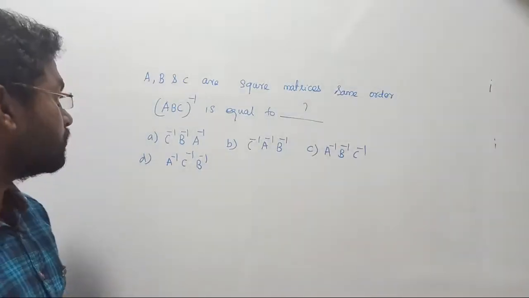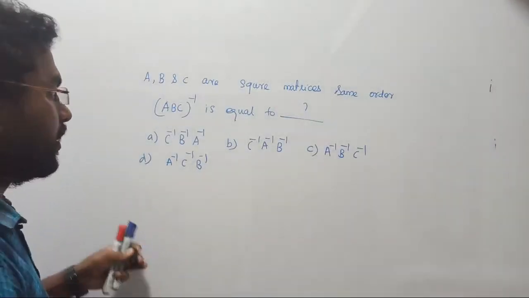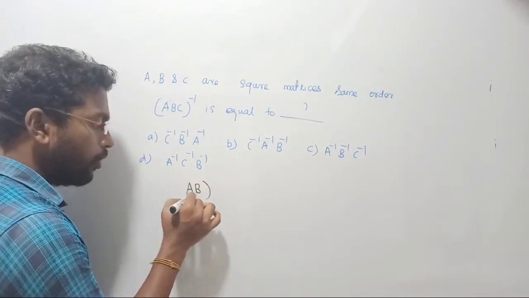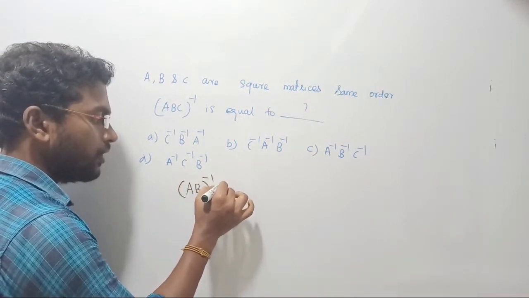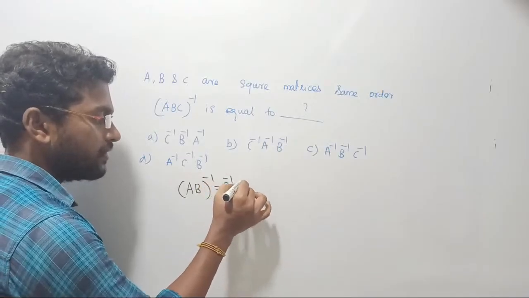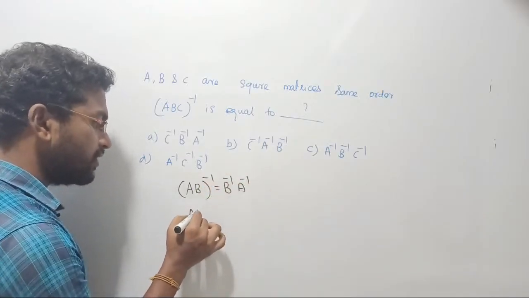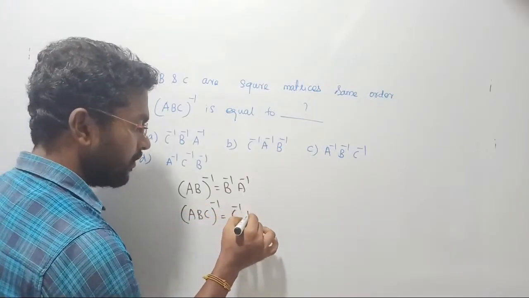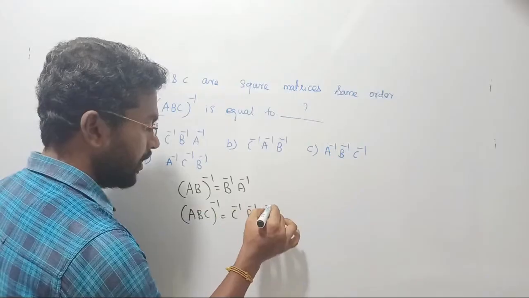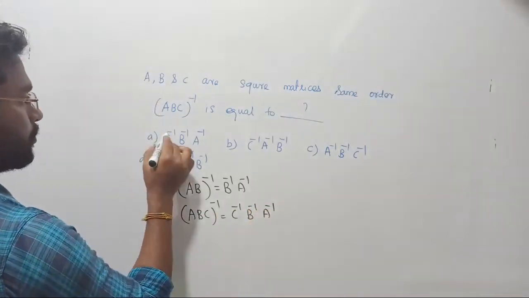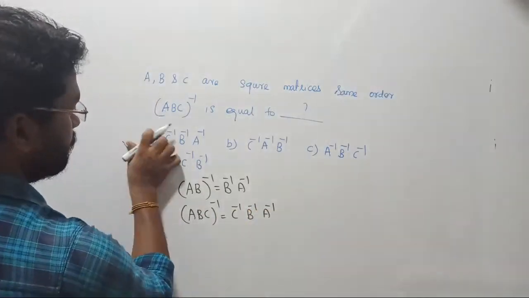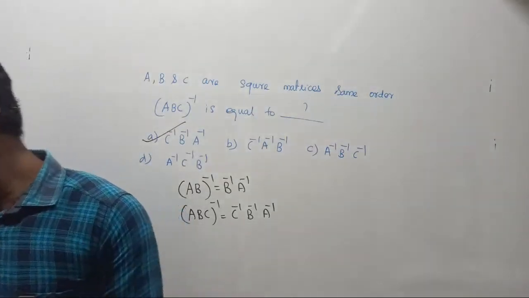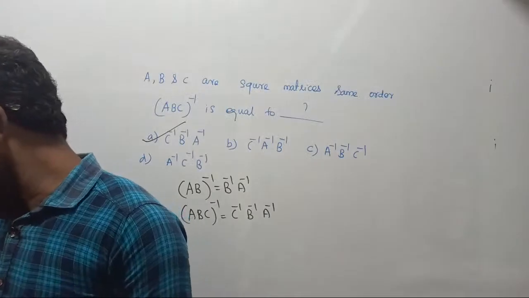Answer A, yeah, that is the correct answer. Just now I had proved (AB) whole inverse equals B inverse, A inverse. Then (ABC) whole inverse, we should just reverse the order, so it equals C inverse, B inverse, A inverse. So the correct answer is option A. Many of you are posting the answer.